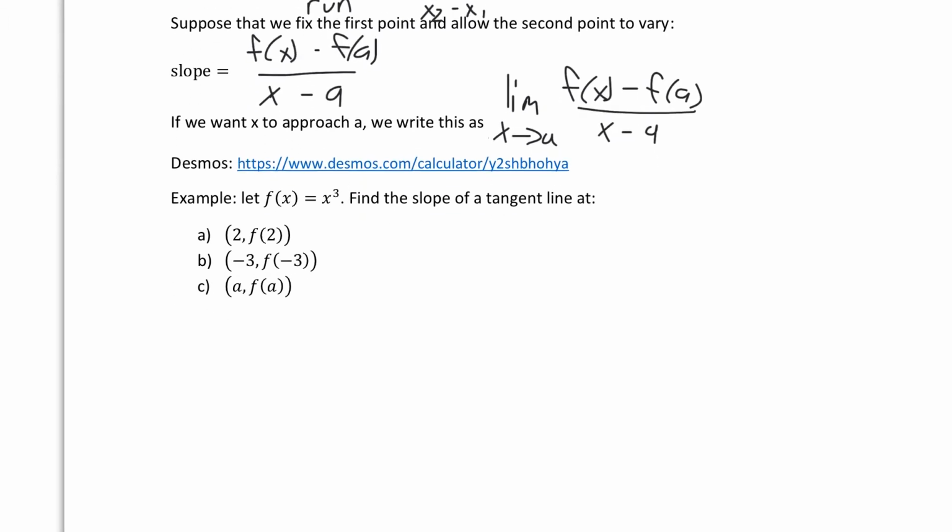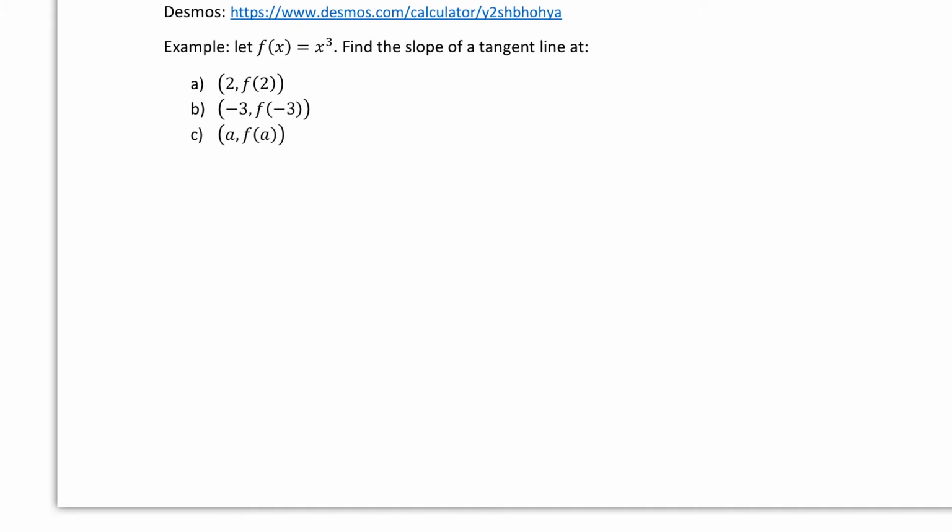So let's do a concrete example. Let's consider the function x cubed. We want to find the slope of the tangent line. We'll find it at the particular point 2 and f of 2, or -3 and f of -3, or maybe a and f of a in general. So let's start with the first one. Here we have a equal to 2.